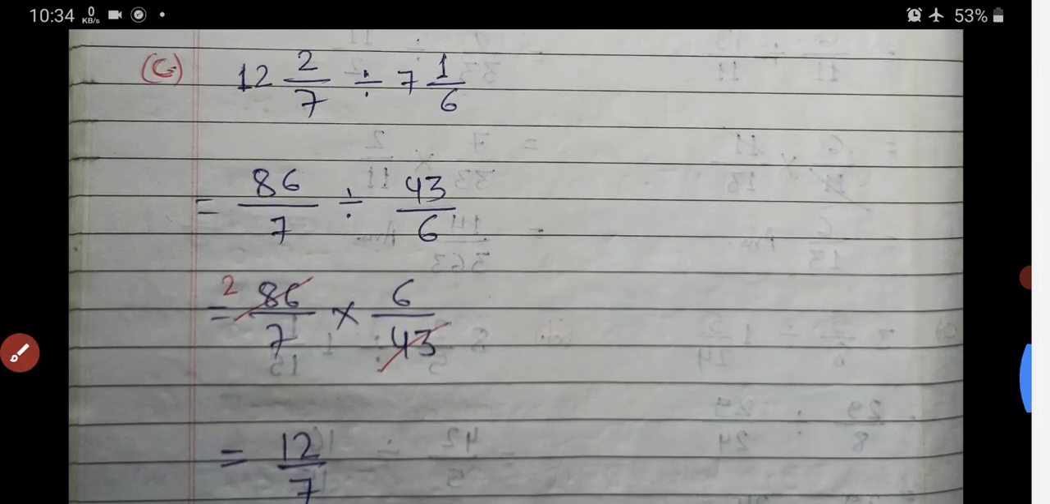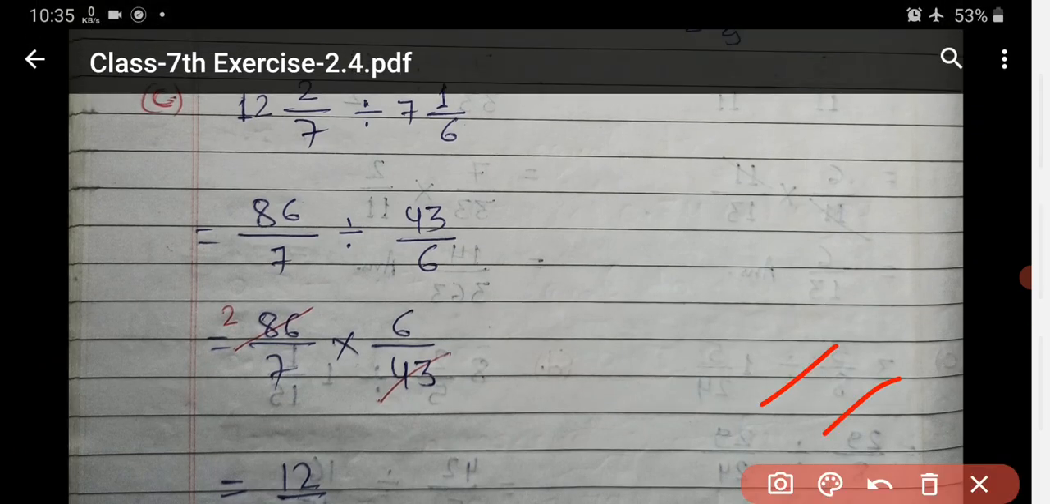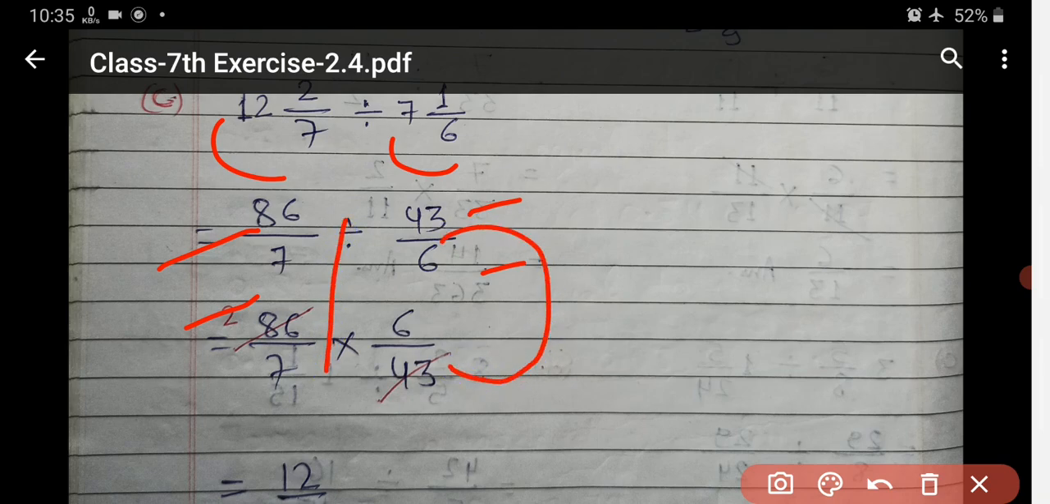Okay. Now come on to C part. 12 and 2 upon 7 divided by 7 and 1 upon 6. Now 12 sevens are 84 and then plus 2, it becomes 86 by 7. 7 sixes are 42 and then plus 1, it becomes 43, so 43 by 6. Again, I am telling: 12 sevens are 84 plus 2, it becomes 86 by 7. 7 sixes are 42 plus 1, it becomes 43, and 43 by 6. Just change the sign, then this number will be reversed. It becomes 6 upon 43.